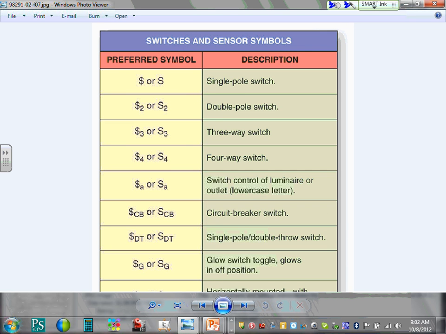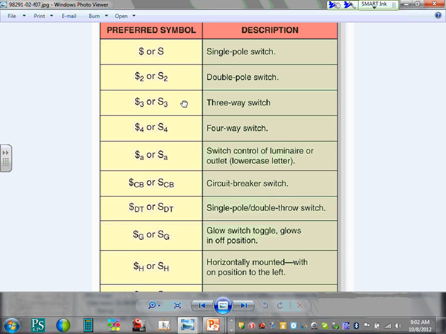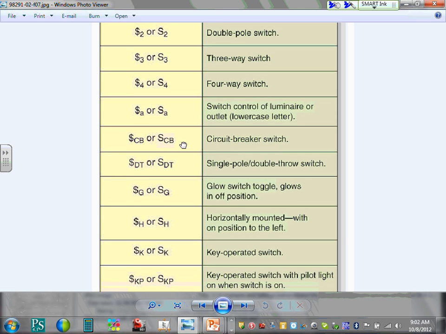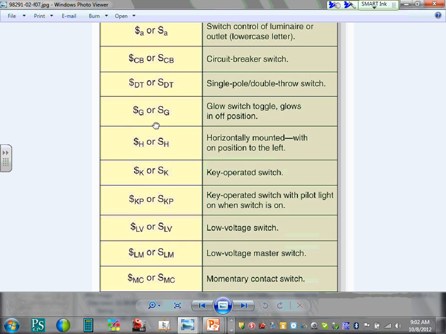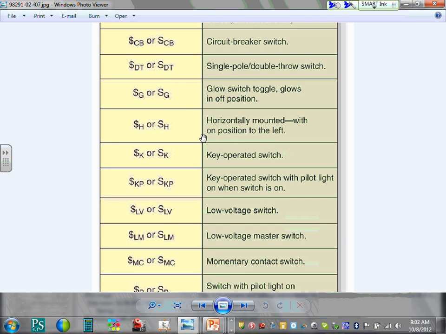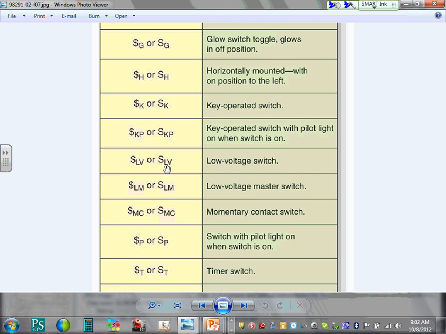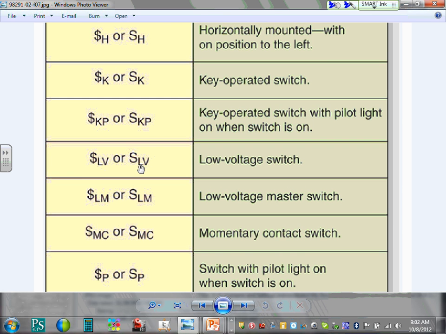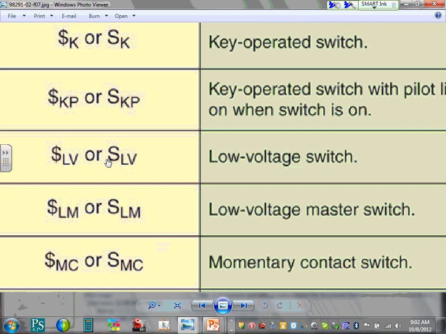Here are the switches that you use. This is my single pole switch, double pole switch, three-way switch, four-way switches, different indication for four-way switches. Here's my favorite, or it should be your favorite. SLV. Can anybody tell what SLV is? Low voltage switch. That's your 24 volt switch that's going to be interfacing with the relays. This is the one that we're going to be using, Jeff, in our commercial project. So please pay attention to this particular one because we're going to be using it a lot.